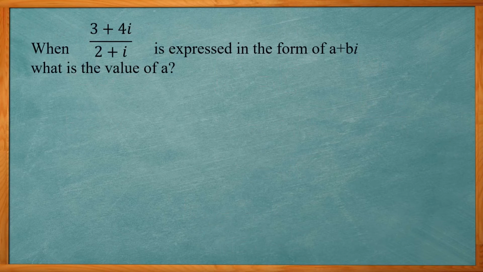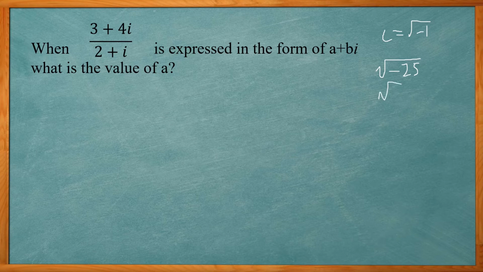Alright, so in this next problem we have: when 3 plus 4i divided by 2 plus i is expressed in the form of a plus bi, what is the value of a? Okay, so when we're dealing with i, it's an imaginary number. Remember, i is equal to the square root of negative 1. And there's really no real number that you can square to get, say, negative 25.